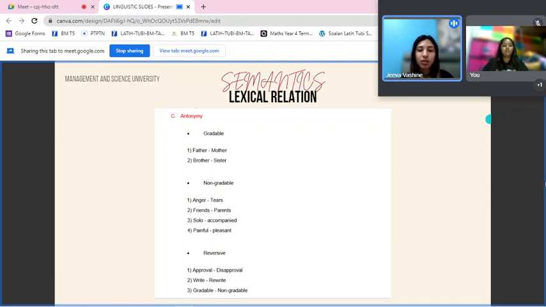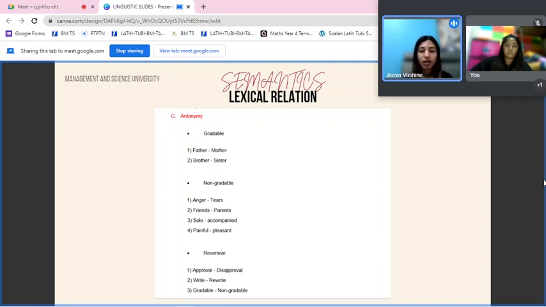So, from the semantics, we also find antonym. An antonym is a semantic term of a word that has an opposite meaning to another word. We have found gradable from the category of antonym, like father and brother, which is mother, father, sister. And next is non-gradable, which is anger, friend, solo, painful.